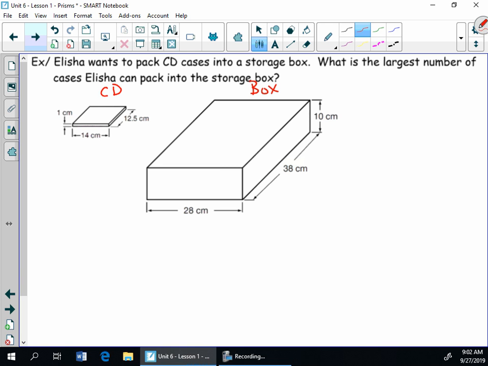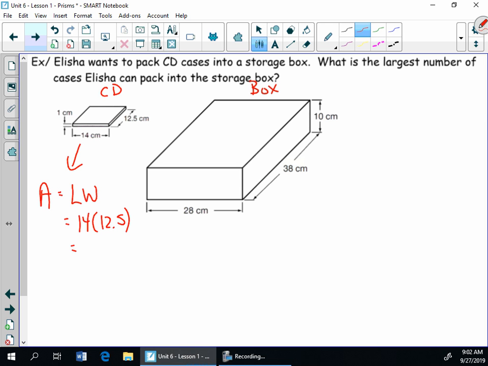Well, I could figure out the volume of them. If I know how much one CD case is and how much space I have, I can divide the big box into small little boxes. Let's give it a try. So let's do the CD case first. Area of the base. Well, that's a rectangle. The base is 14 by 12.5.